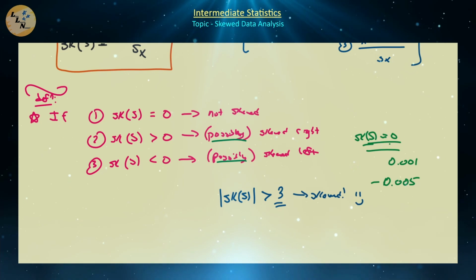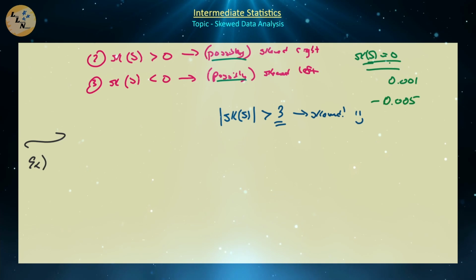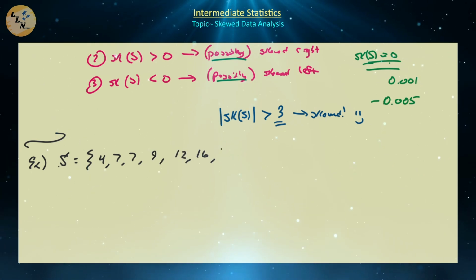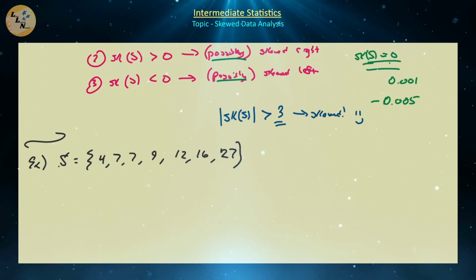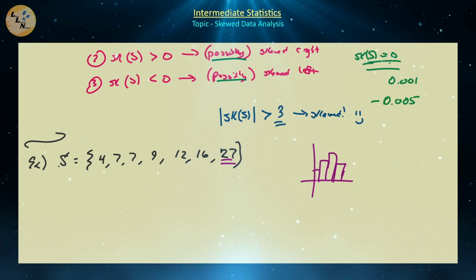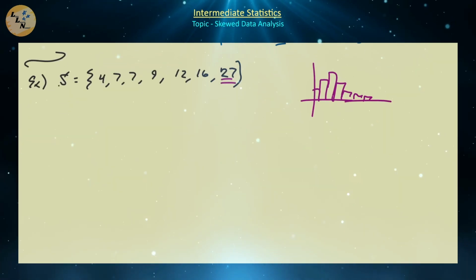So let's look at a numerical example just to see how we would go ahead and calculate that skewness coefficient. Let's assume we have the data set S given by 4, 7, 7, 9, 12, 16, and 27. Notice that we have that 27, which at least qualitatively appears to be an outlier. If we look at a histogram of this data set, we probably have something that looks similar to that if we were to include replicas of each of these points. So we probably will get a right-skewed data set in this particular example.